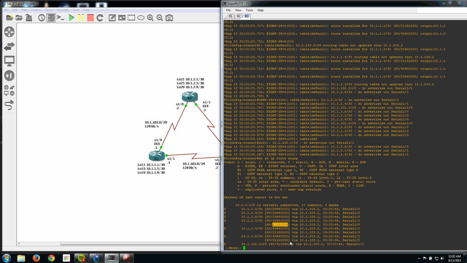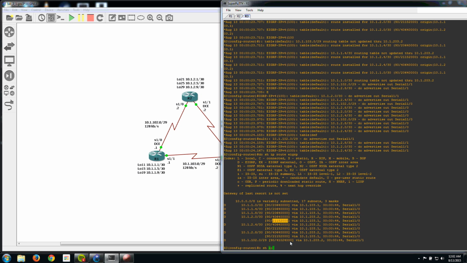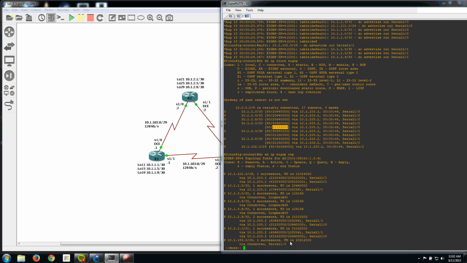If we did a show IP EIGRP topology, and we looked at our 10.1.2.0. There we go. Obviously, these metrics are way higher than the other one, but it still installs because it's another path that would be the next best path. And since we did variance 2, that will go in there.